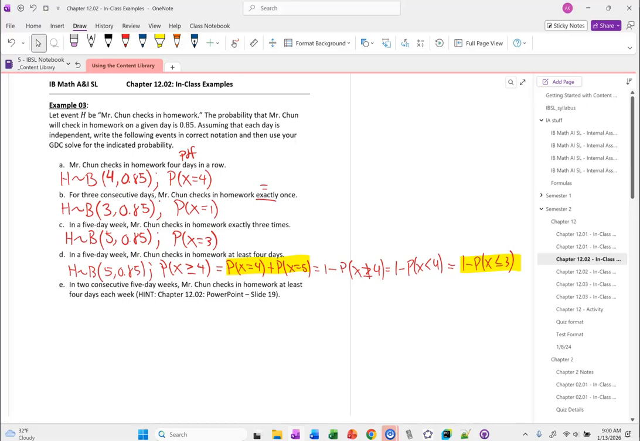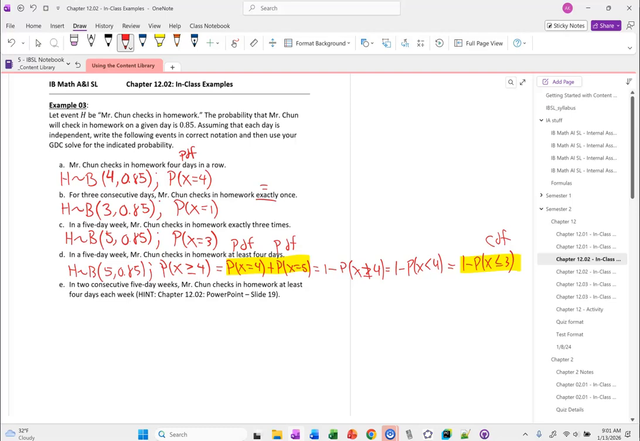Those are the two ways you go into your calculator, either using 2 PDFs or 1 CDF. The choice is yours. So for this, if you did CDF, you did 3? Yes. Does that make sense, Colby?